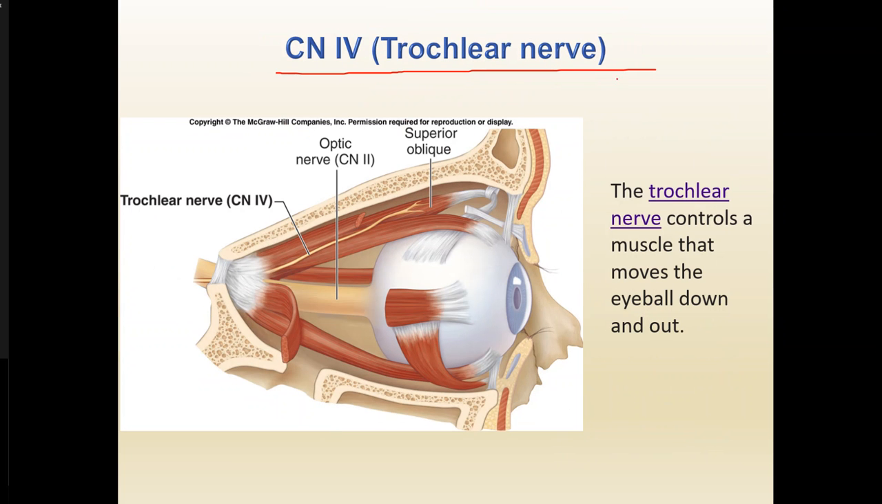Cranial nerve 4, which is the trochlear nerve, controls the muscle that moves the eyeball down and out. You can't really move it too much out, but okay. So for the movement of the eye, there are several nerves that control that. It's one of those organs that is finely regulated, the movement of which is finely regulated.